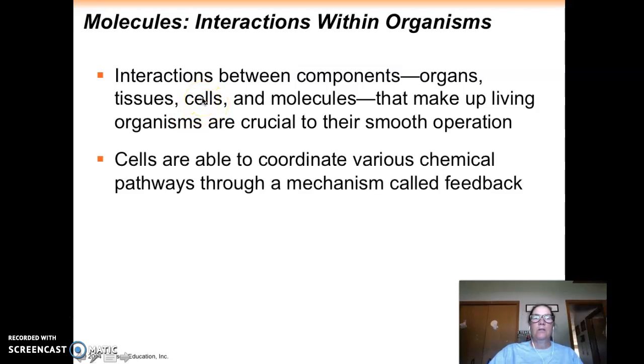Okay, so cells do coordinate their chemical pathways, and they use something called feedback. We're going to quit here because I'm fast approaching my 15 minutes. We'll talk about feedback in the next part of this chapter, okay? So right now we are just talking about the interactions between ecosystems, between organisms. And again, after you're done with this, there'll be a couple of questions for you to do, and then you can move on to the next part. So I will chat with you later.